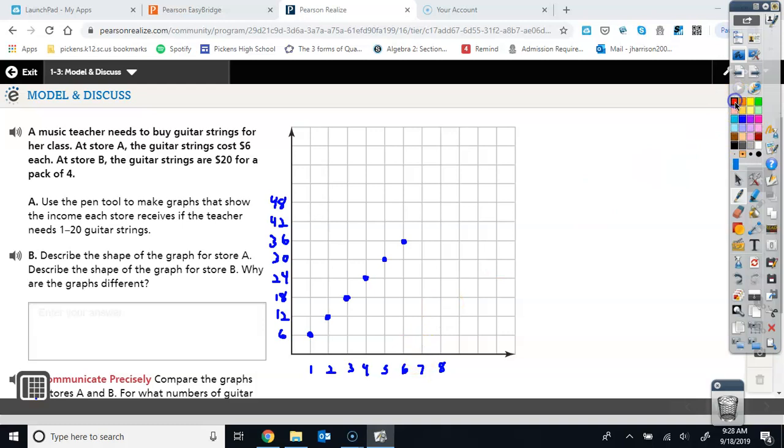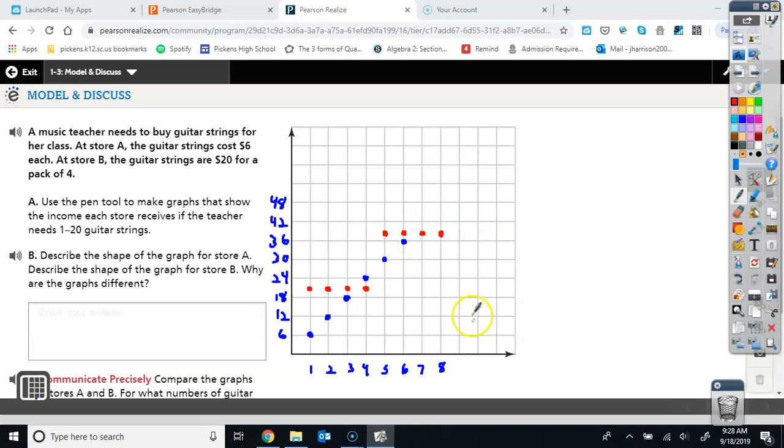Store B is a little different, though. At store B, the guitar strings are $20 for a pack of 4. So even if she wants to buy 1 pack, she has to buy a pack of 4 no matter what. So at $20, that means store B would be here all the way up until she gets to 4 packs. Well, let's say she needs 5 packs. She'd have to buy a pack of 4, and then she'd have to buy another pack of 4. So that would put her at $40. So the other pack of 4 would be here at $40.